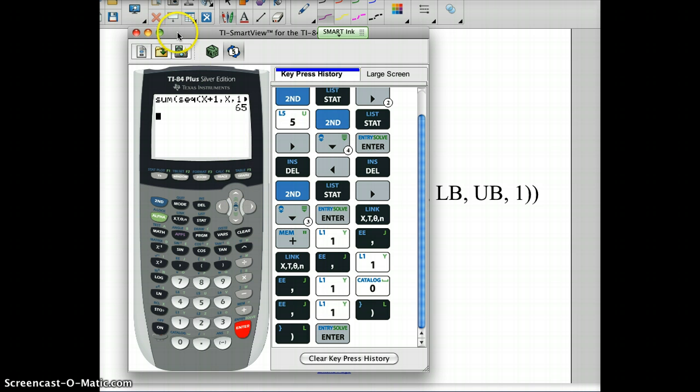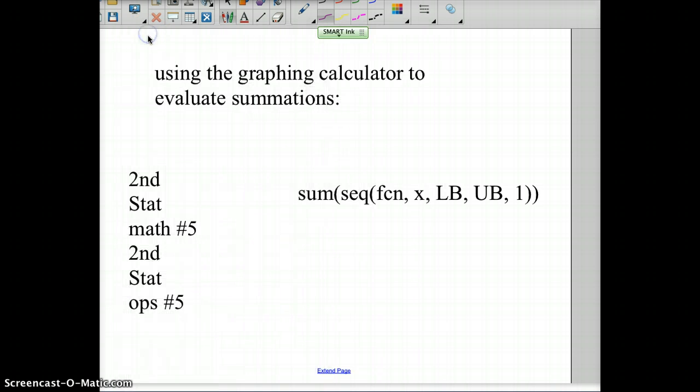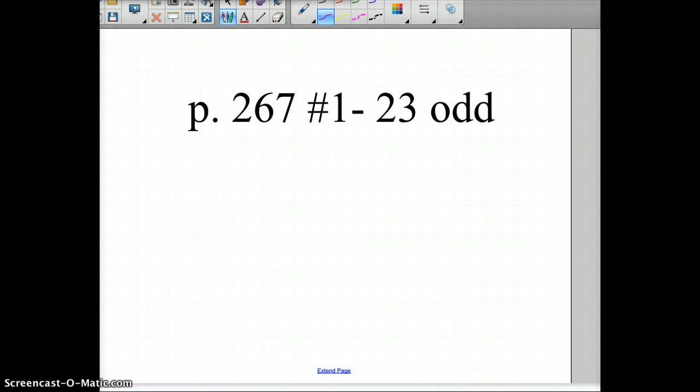So if they get really cumbersome, go ahead and use your graphing calculator, and there is part on your homework that says use the graphing calculator. So there's the order of things to do and what the syntax should look like when you're done. There's your homework, page 267, 1 through 23 odd.